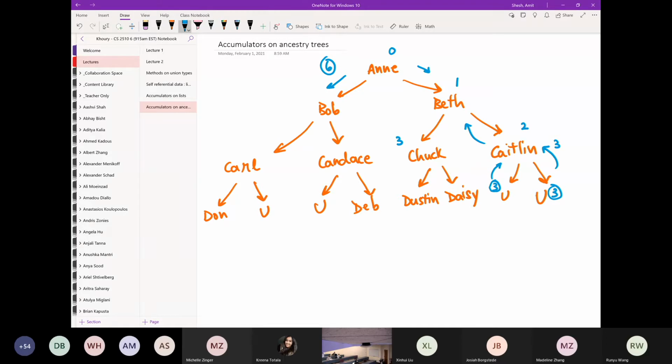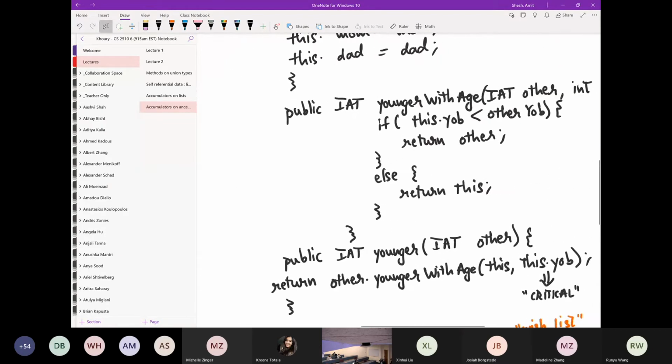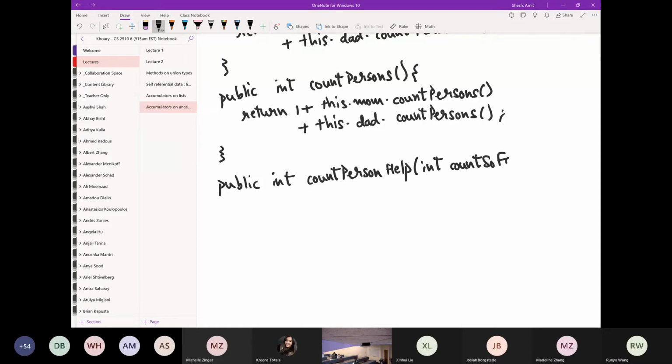And that is exactly where I would like the dad to start counting from. Okay? And so when we write down this, public int countPersonHelp(int countSoFar). Okay. Now, this is a good example in that it kind of goes on the same lines as the list one. I just add 1 and pass the accumulator. But this is slightly more complicated because there are actually 2 things to call.